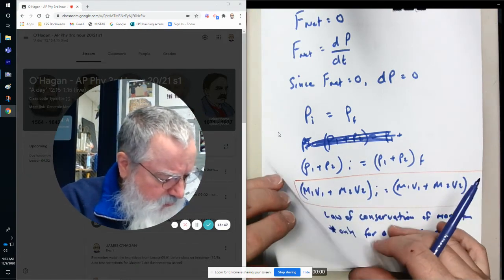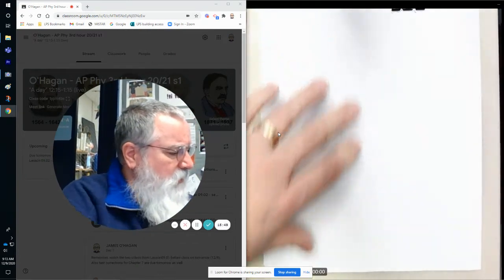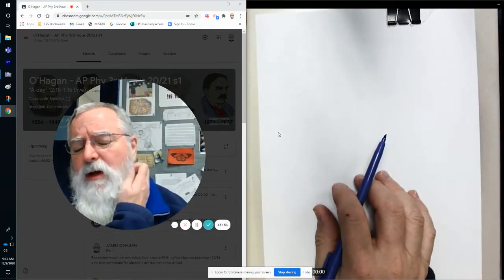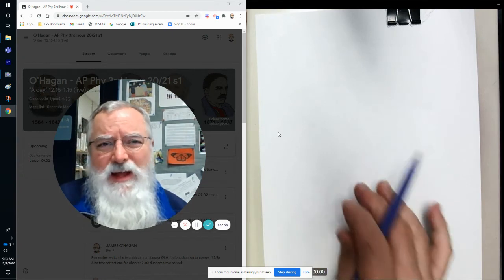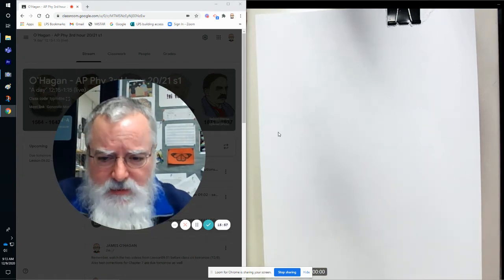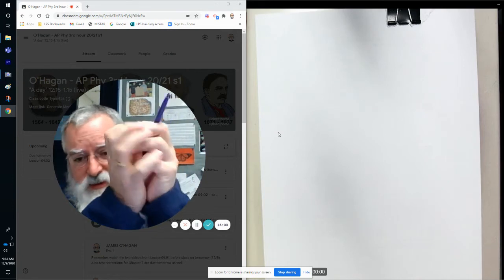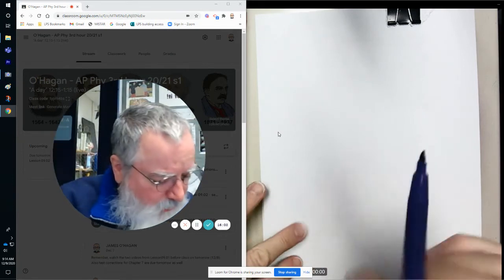So how about this? Let me do this little question here. Remember, conservation of momentum usually works with collisions. It doesn't have to, but a lot of times we use conservation of momentum when things run into each other, or things start together and explode. So anyway, how about this problem?